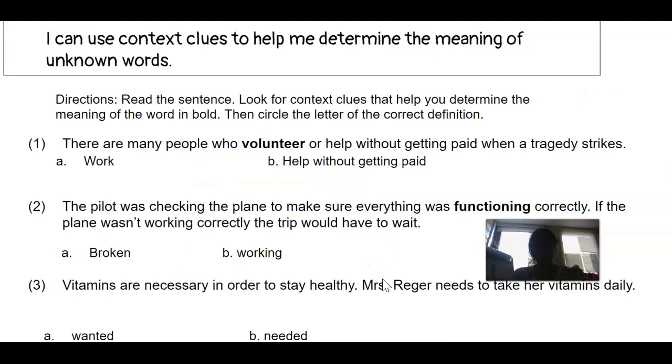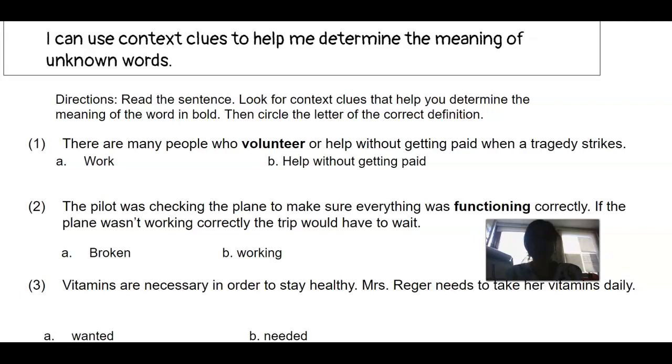Now we're going to practice it on a workbook page that looks very similar to your workbook page. This is what you will be doing independently today. Again, I can use context clues. Context is just a fancy word for in that sentence to help me determine the meaning of unknown words. The directions. We're going to read the sentence. Okay, so let me follow each step. Number one, I'm going to read the sentence.